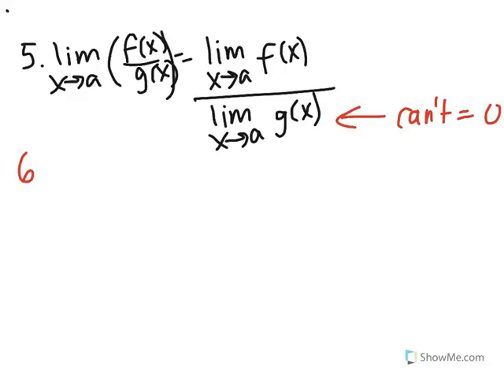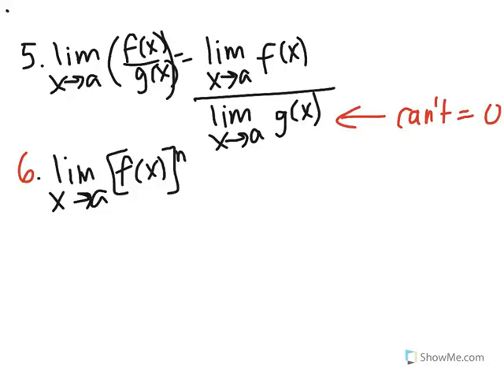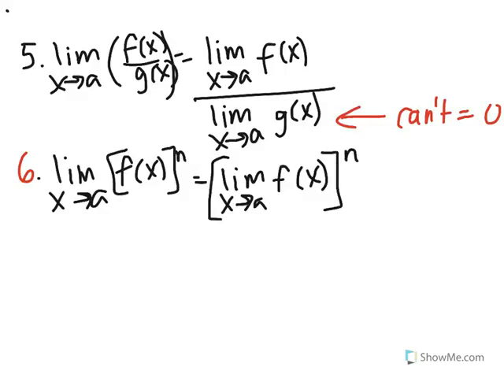Alright, so for number 6, I'll change it back to black. The limit of a power is the power of the limit. So I have a limit as x approaches a of f of x raised to the nth power. That is equal to the limit as x approaches a of f of x, raised to the nth power. So you can find the limit, and then what you can do after you find the limit is raise that number to that power. So the limit of a power is the power of the limit.